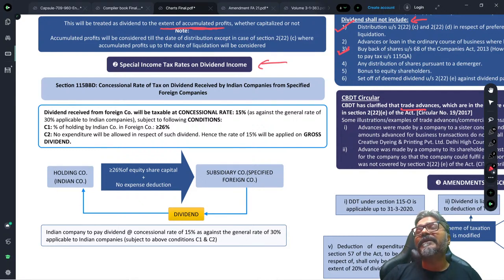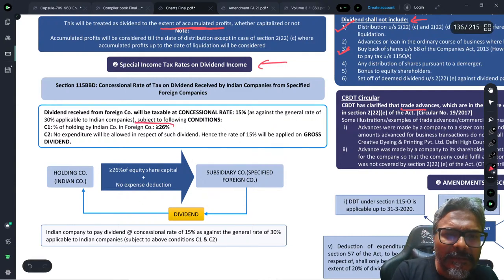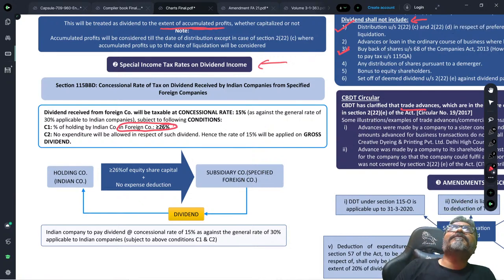Then in that particular case, the dividend income so received will be taxable in the hands of the company. Yes. Now, what is the rate of tax? 115BBD provides for a special rate of tax, and the special rate of tax, students, is 15%. Now, what is the definition of foreign subsidiary? A foreign subsidiary is a foreign company in which the domestic company holds at least 26% of the voting power. So if the Indian domestic company is receiving the dividend from its foreign subsidiary, then the dividend so received will be charged at a concessional rate of 15%.